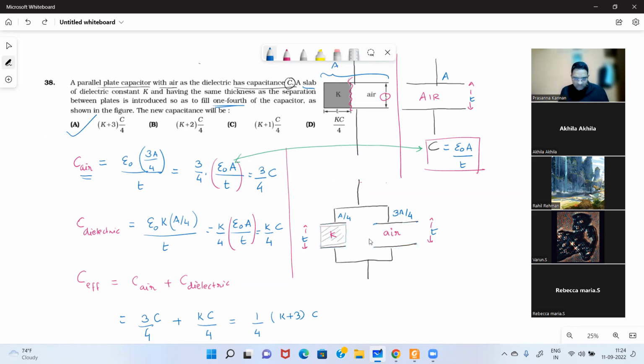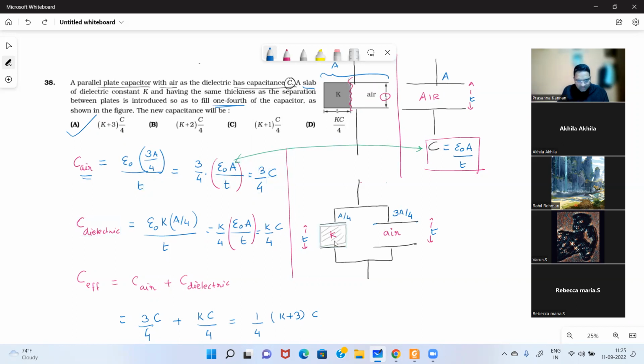Yes, sir. Very simple simplification. We find out the capacitance due to air filled in the 3A by 4 area and the capacitance of the dielectric capacitor. Here, it's going to be epsilon naught A by D, where A is 3A by 4, divided by T. So that's nothing but 3 by 4, I'm taking it common, then epsilon naught A by T. Epsilon naught A by T is nothing but your C. So I'm replacing it as 3/4 of C.